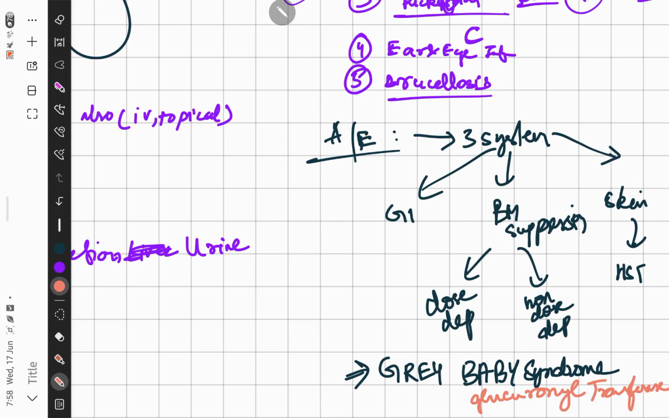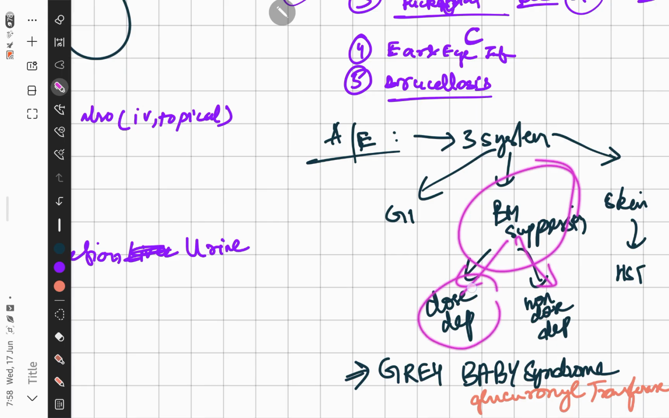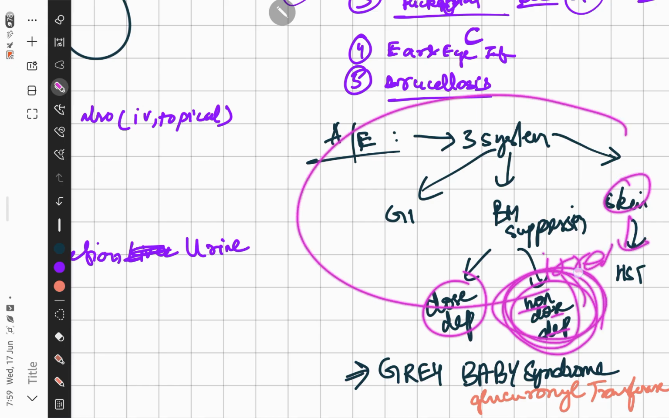Now let's start with the adverse effects. There are only three main things. One is GI: nausea, vomiting, abdominal pain, diarrhea and so on. Next, the main one is bone marrow suppression that I mentioned earlier. It can be dose dependent or non-dose dependent. Dose dependent means when you increase the dose, bone marrow suppression increases. This can be reversible: if you stop it, it decreases. But non-dose dependent is irreversible and very fatal; it causes a hypersensitivity reaction. The three main things are over.